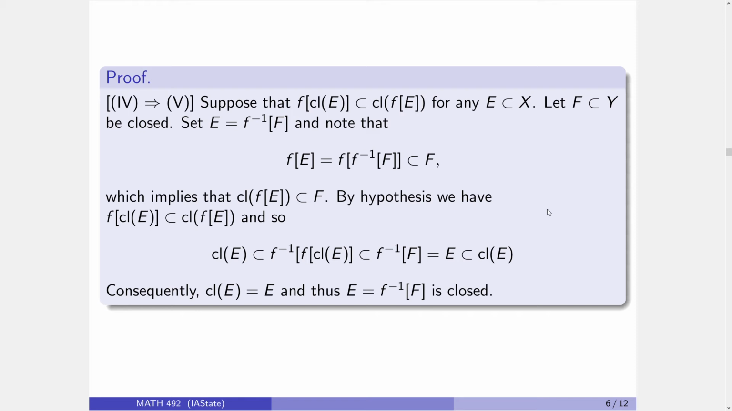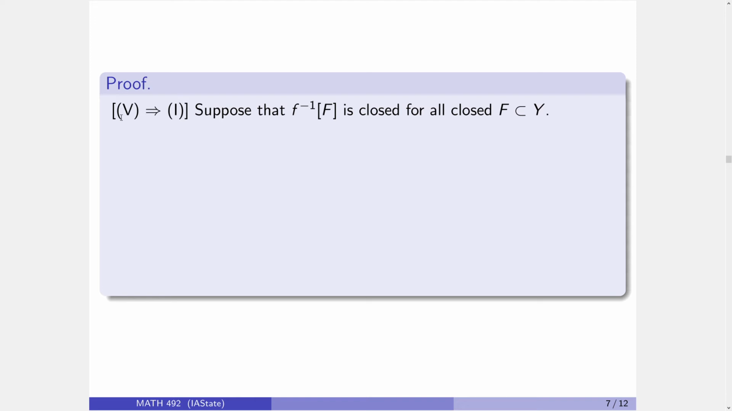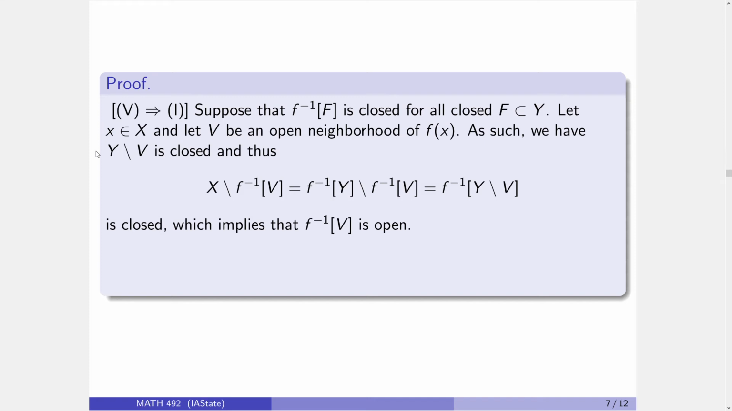And so the final thing we need to do now is prove continuity. So we need to prove that for every element x in the domain, and any open neighborhood V containing f of x, I can find an open neighborhood U so that the image f of U is contained within V. All right, so suppose that f inverse of F is closed for any closed subset of Y. Take an element x and an open neighborhood of the output. Note that the complement of this open neighborhood then is a closed set. So the inverse image of this would then be closed.